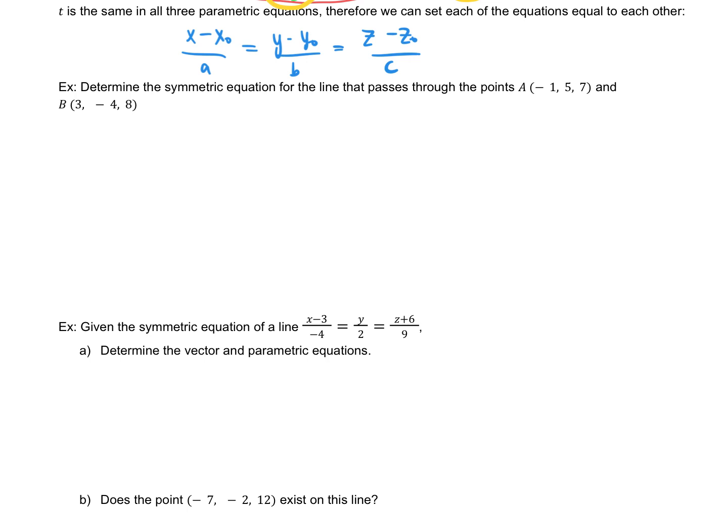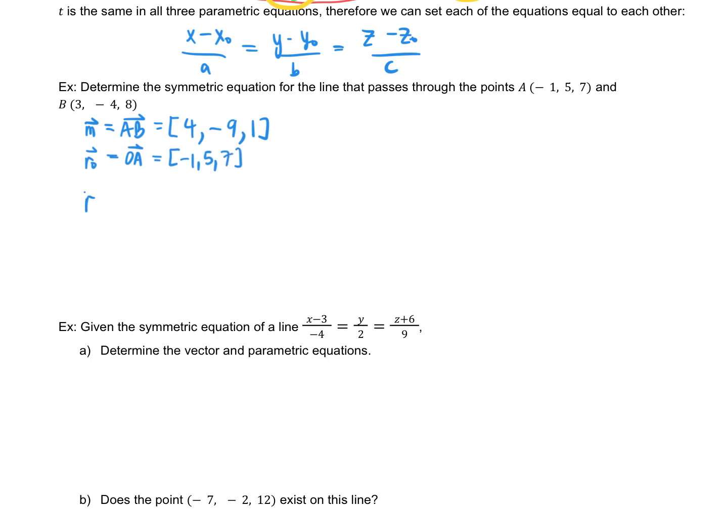Determine the symmetric equation for the line that passes through the points A and B. Well, I need my parametric equations first, which means I also need my vector equation. So we're going to practice all three of these equations for this example. I'm going to start with the direction vector, and I'm going to do vector AB. So 3 minus negative 1, negative 4 minus 5, 8 minus 7. And for my r naught, I'm just going to use vector OA. So that's negative 1, 5, and 7.